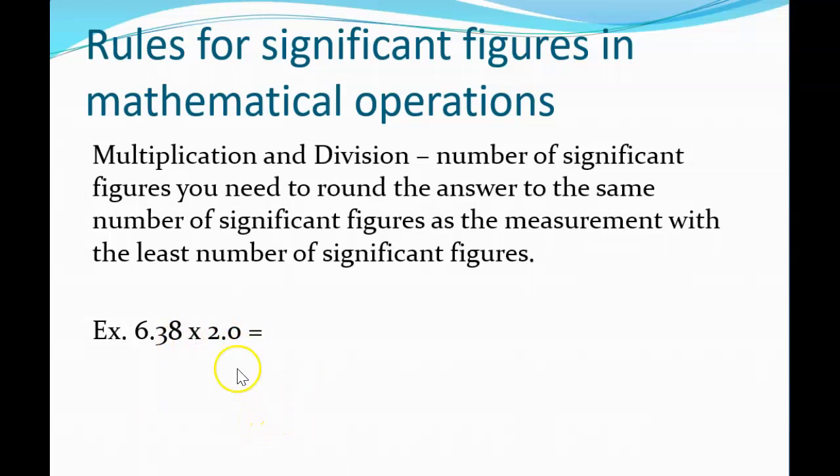When you plug it into the calculator, you get 12.76. Now, how many sig figs does 6.38 have? Very good, 3. How many sig figs does 2.0 have? 2. So since 2.0 has 2 sig figs, I have to round my answer to 2 sig figs. So 12.76, does the 7 round up or down? Very good, it rounds up. So my 12 is going to increase to 13, because I only need 2 sig figs.